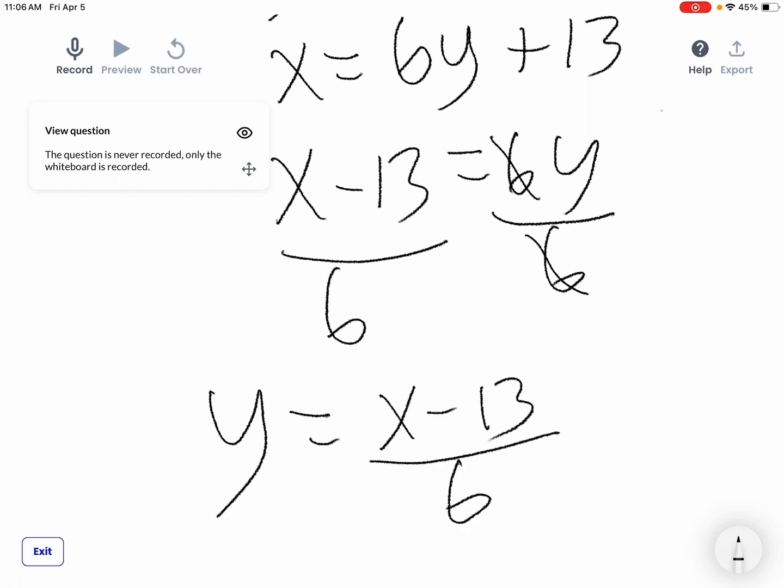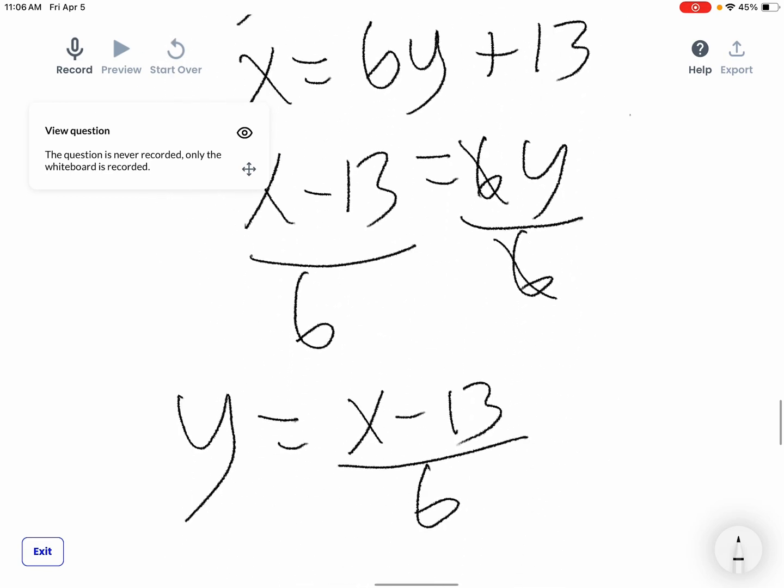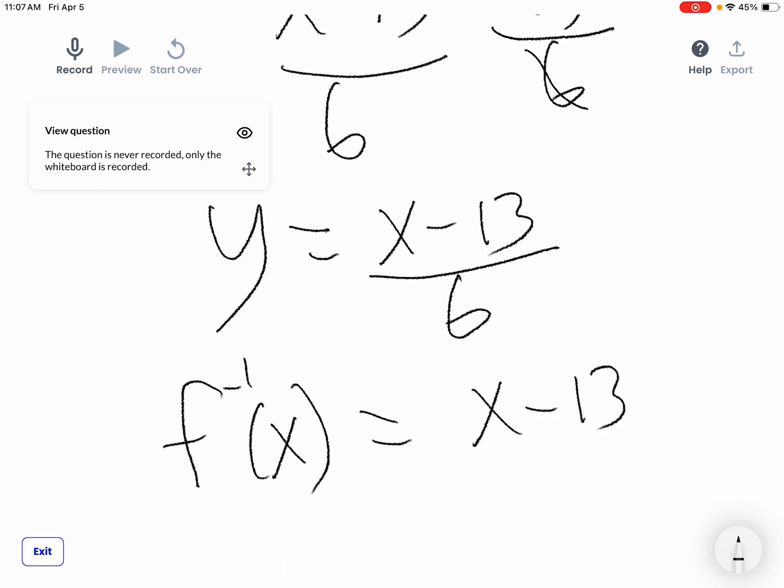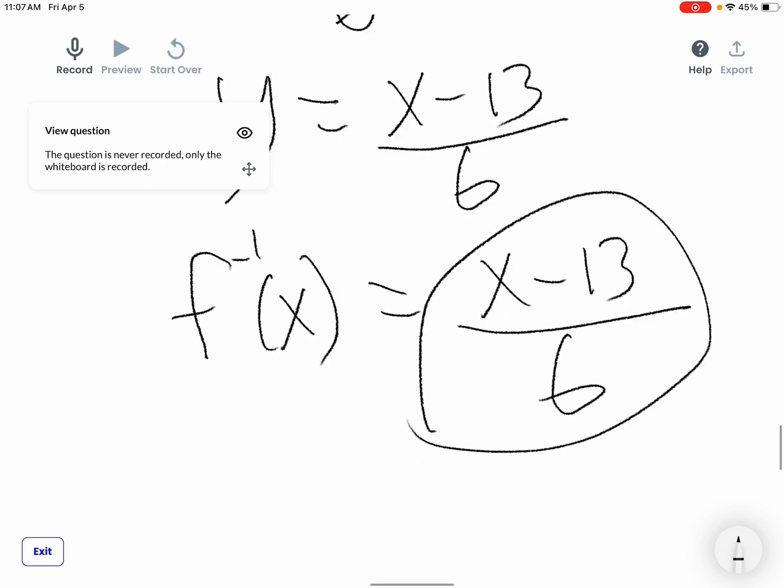And that's our inverse. But to go ahead and put it into inverse notation, right, our function was f of x. So then instead of y, you can write that as f inverse. Right? So the negative 1 exponent here, you read that for a function as f inverse of x is equal to x minus 13, all divided by 6. All right.